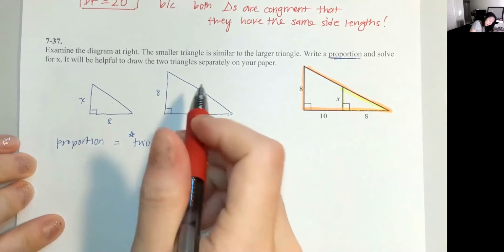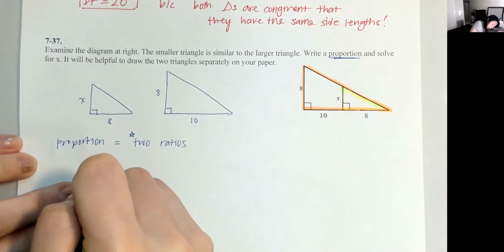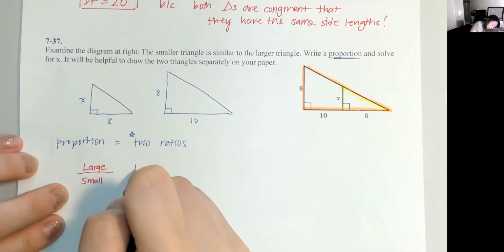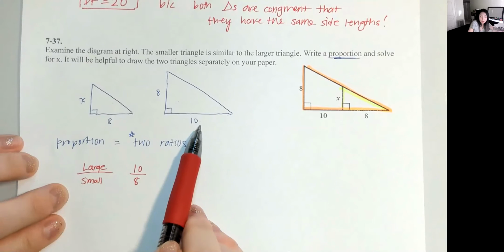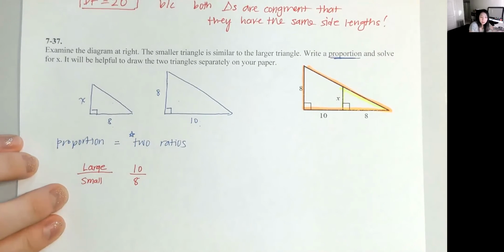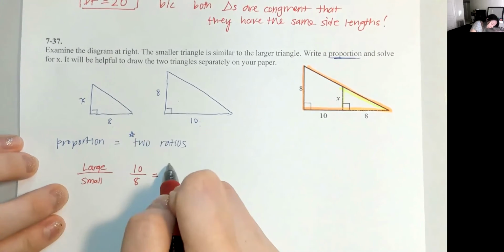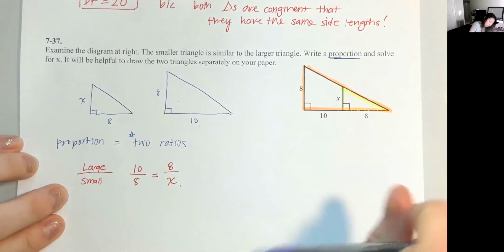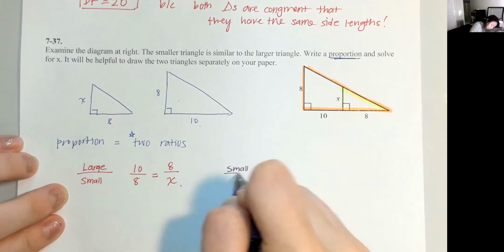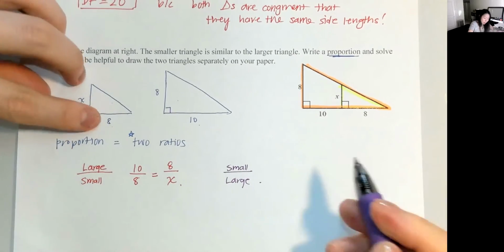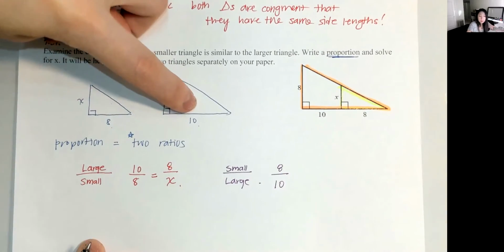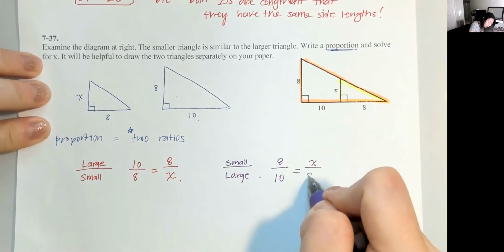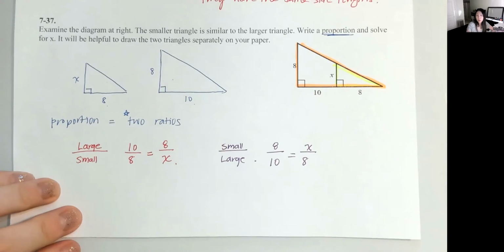For example, if I say the ratio of the large triangle to the small triangle, and you can choose, it's got to be 10/8, right? The bottom part of the large over the small is 10/8. So then what's the other ratio? You can do 8/x. If you don't want to do it this way, you could flip it over and do the ratio of small triangle over the large triangle, which is now 8/10, small triangle at the top. So 8/10 equals x/8. It doesn't matter, but that's what a proportion is.